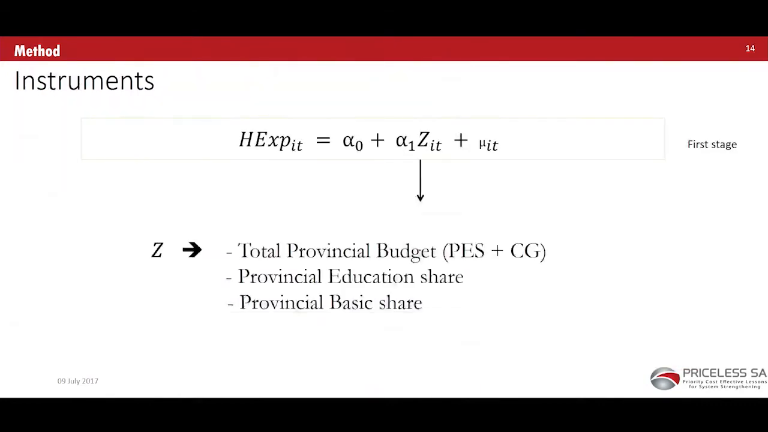So we make use of our instruments here: the total budget, provincial budget, and also the demand for services in other sectors, because we feel that these would determine the size of the healthcare budget.